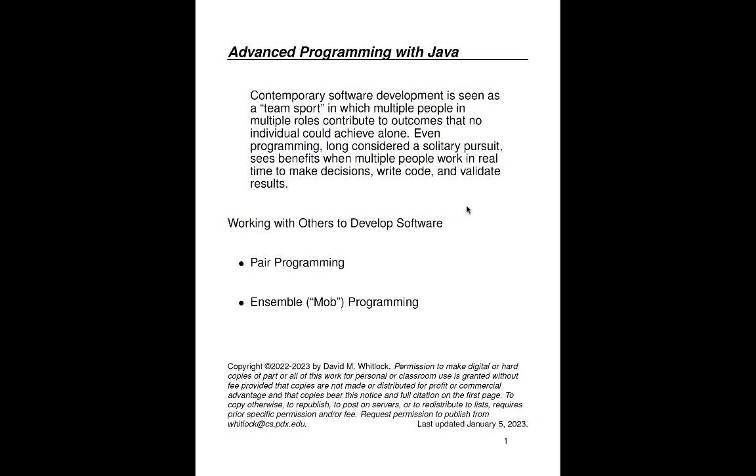Welcome to Advanced Programming with Java at Portland State University. In this lecture, we'll explore techniques for working with others to develop software.